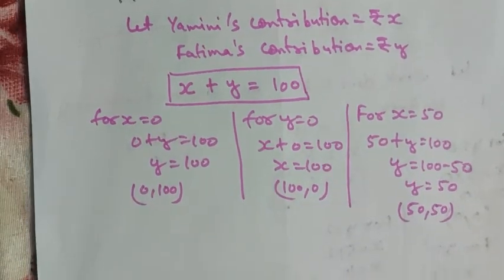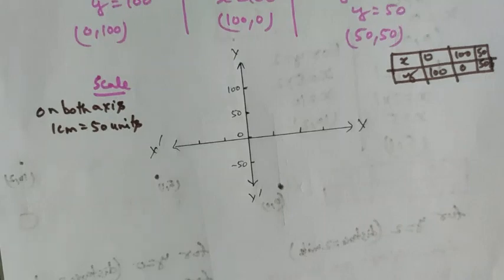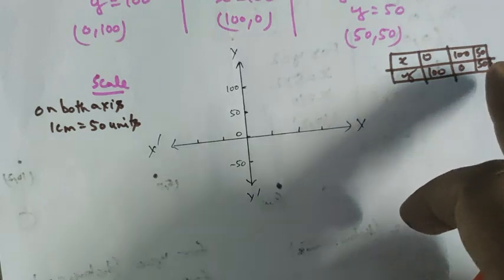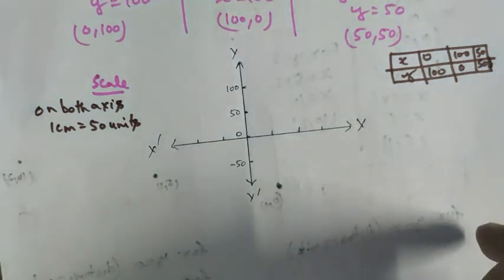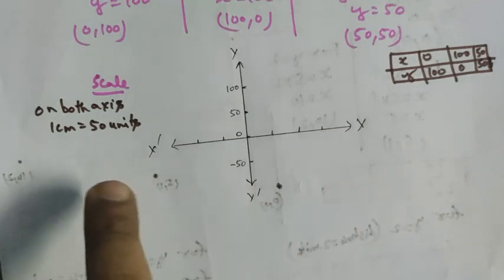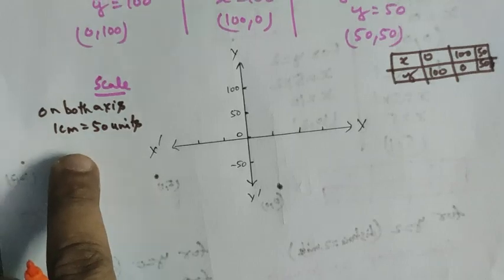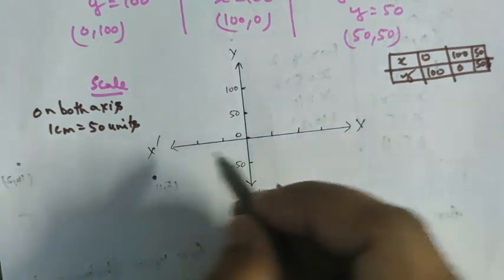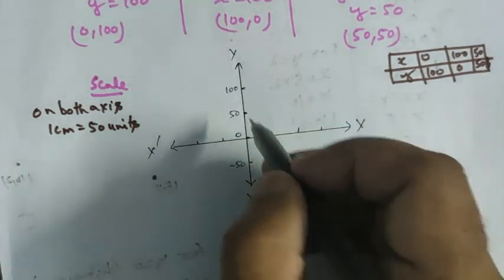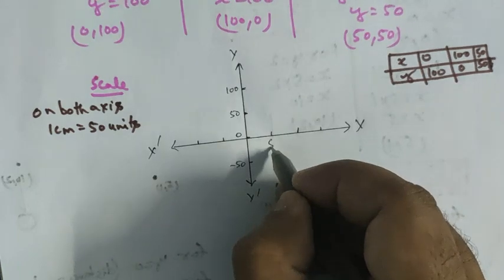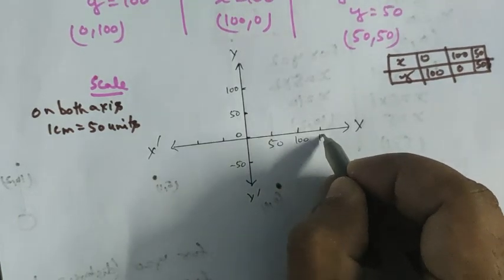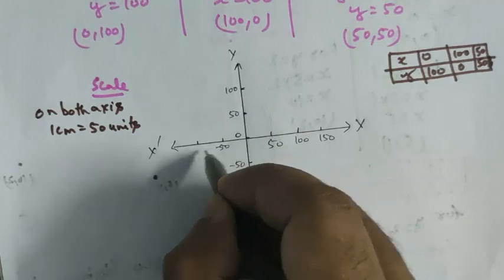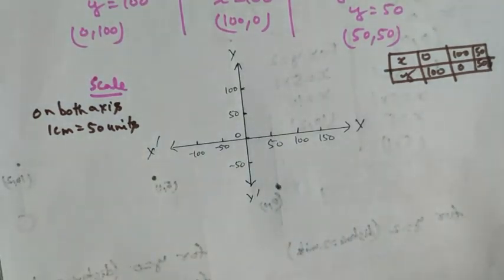Got it? Now we will be plotting the graph. For plotting the graph we have to see that the values are 0, 100, 50, 100, 0, 50. So if we take 1 centimeter equal to 1 unit, then we will not be able to plot the graph. So that's why I have taken the scale as 1 centimeter equal to 50 units on both the axes. So here it will be x dash, y dash, 0, 50, 100, minus 50. This will be plus 50, plus 100 and plus 150, minus 50 and minus 100. Now we will be plotting the graph.